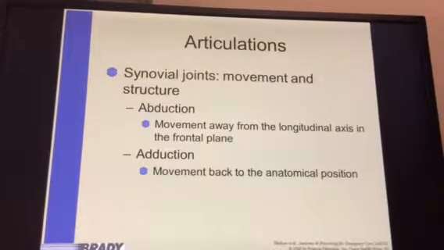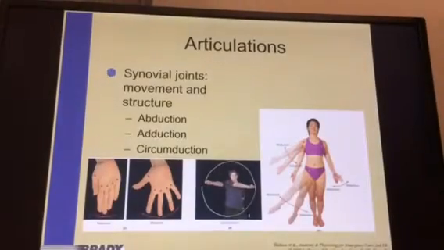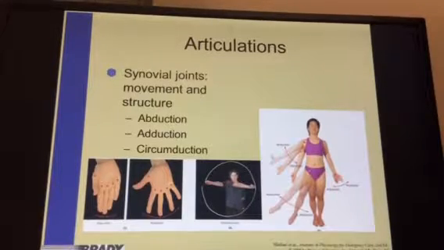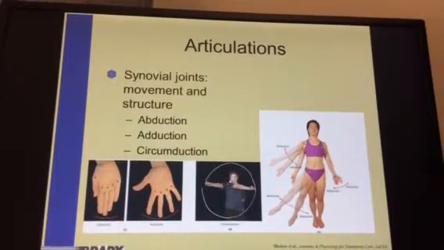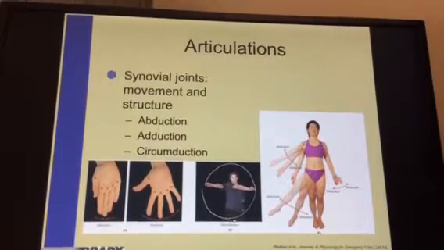Again, in a simple way, add: it adds to the body, or it moves towards the body. Abduction is it moves away. So let's look at this. Abduction is moving away from the body. Adduction is adding, or moving towards the body. So those are going to be our motions. Circumduction is basically the ability to move a particular body part into a complete circle.